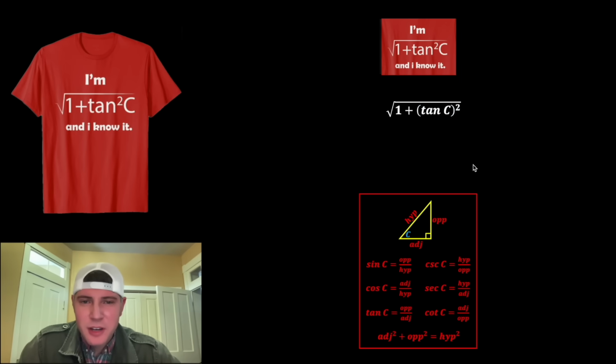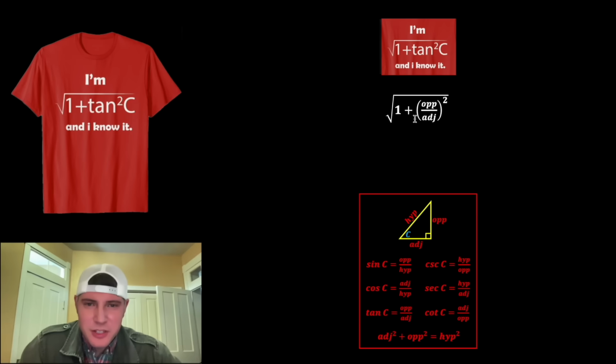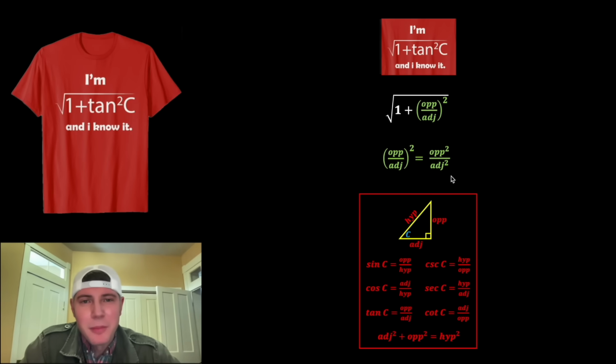Next, let's focus on just the tangent c. We have notes for tangent c down here, so let's pull that up. Tangent c is equal to opposite over adjacent. So in the place of this tangent c, let's plug in opposite over adjacent. And then next, let's focus on this whole thing. If you have a fraction that's being squared, that's the same thing as squaring the top and the bottom. So we can rewrite opposite over adjacent, squared, as opposite squared over adjacent squared. And let's change that here.